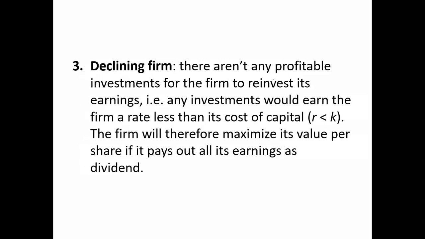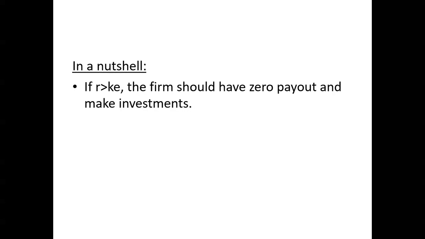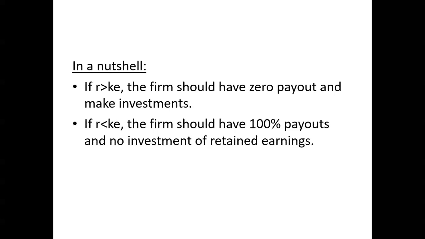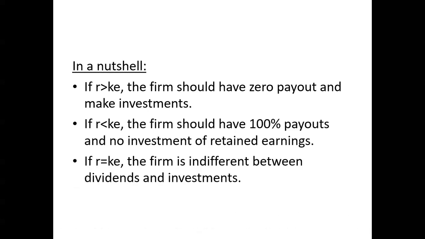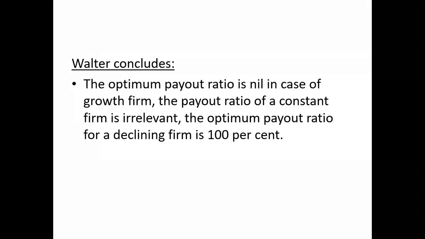In the growth firm, the dividend payout ratio is 0%, in the normal firm it is irrelevant, whereas in the declining firm, the dividend payout ratio is 100%. So I will go in a nutshell. If the rate of return is more than the cost of capital, it should be zero payout, less than 100%. If the rate of return is equal to the cost of capital, the firm is indifferent between dividends and investments. Walter concludes the optimum payout ratio is nil in case of a growth firm, the payout ratio is irrelevant for a normal firm, but the optimum payout ratio is 100% in the declining firm.